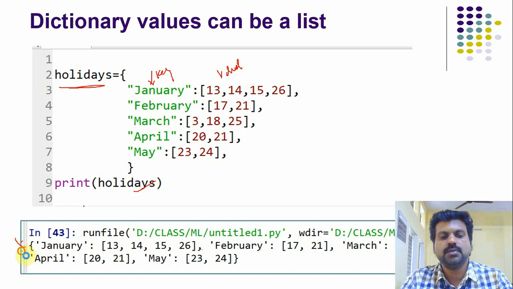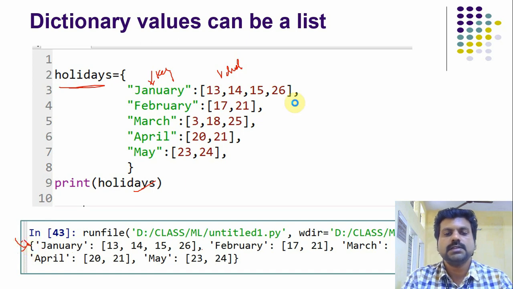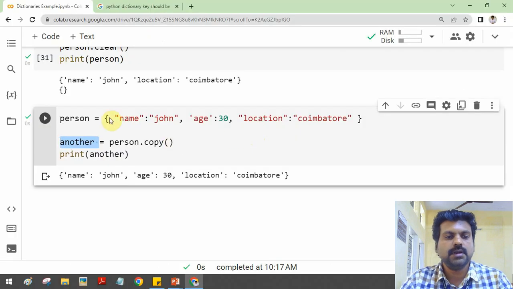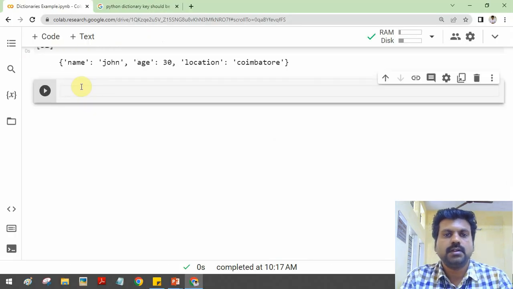Here you can see the output. Okay, so here what you have to understand is the value can be a list data structure also. And we can also create a list of dictionary. For example, I want to store student information.